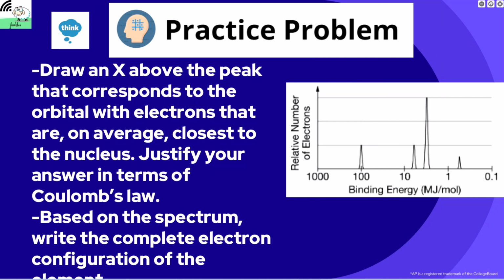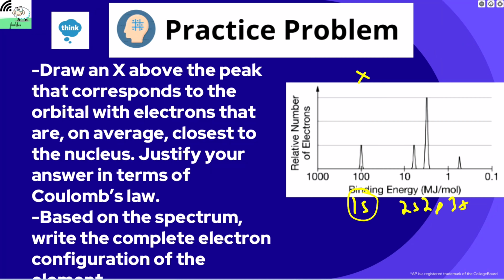So if we remember correctly when we discussed this earlier, we can label these peaks pretty easily. The very first peak down here, this is the 1s, then the 2s, then the 2p, and then the 3s. And as we mentioned before, the 1s sublevel, when we write an electron configuration, represents the electrons that are closest to the nucleus. So we're going to go ahead and mark an X at the top of that peak right there. And then it says to justify your answer in terms of Coulomb's law.